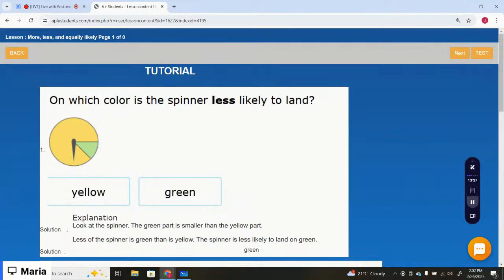On which color is the spinner less likely to land? The spinner has two colors, yellow and green, right? Most of the portion of the spinner is yellow, a small portion is green. So that means the spinner will be less likely to land on the color that is smaller. So it will be less likely to land on green because green has the smaller portion. Let's just start with the test questions.